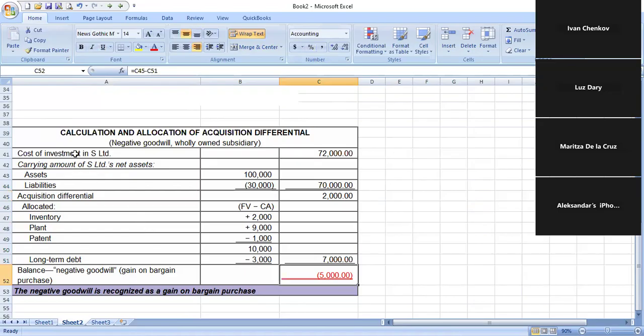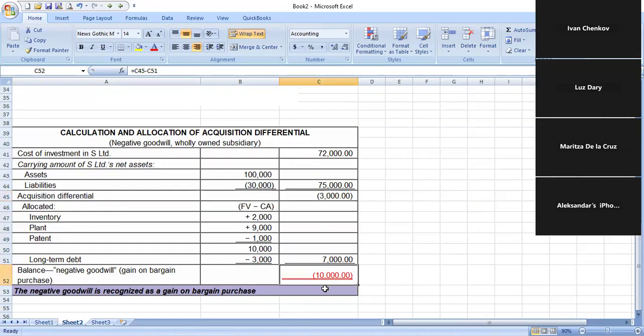That will be the question here. Well, yeah, definitely. It's possible if the carrying value of the assets is more. Let's pretend that 75,000 is the carrying value of the assets. Then I'm going to have a negative acquisition differential.